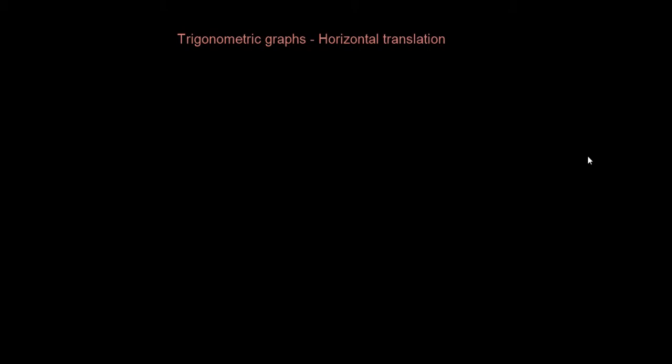I want to start talking about horizontal translation of trigonometric graphs. Hopefully you guys have understood vertical translation from my previous video, otherwise it's going to be a bit hard for you to understand horizontal translation. So let's start with the normal sine curve, y equals sine x. Let's draw a graph of that.